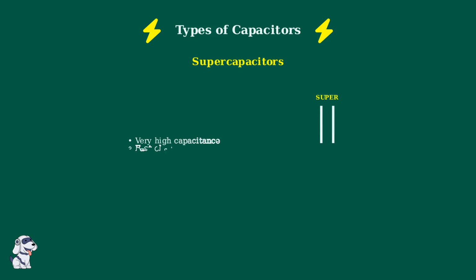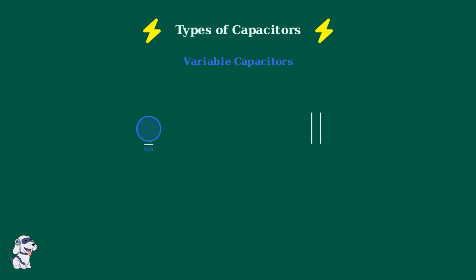Supercapacitors, also called ultracapacitors, can store enormous amounts of energy and charge or discharge very quickly. They're increasingly used in electric vehicles, backup power systems, and energy harvesting applications. Finally, variable capacitors allow you to adjust their capacitance value mechanically. These are commonly found in radio tuning circuits and trimmer applications, where precise capacitance adjustment is needed.